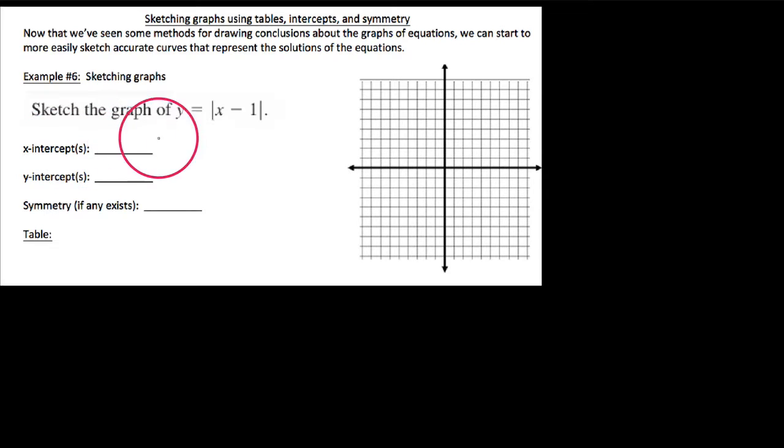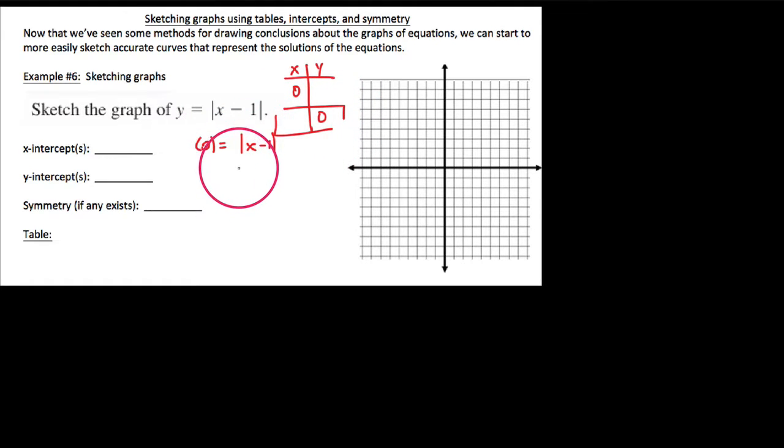We'll start with the x-intercept. Remember that for an x-intercept, you're substituting in 0 for y. Also, for people who don't want to just write this out, we could write a little table here. We could table these values. We're going to plug in 0 for y to find our x-intercept.